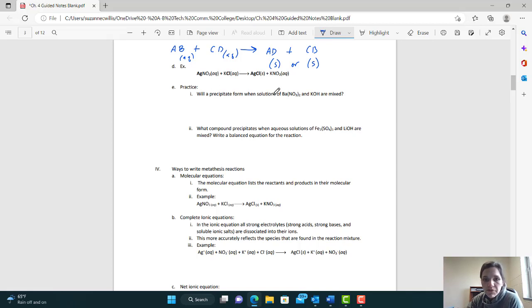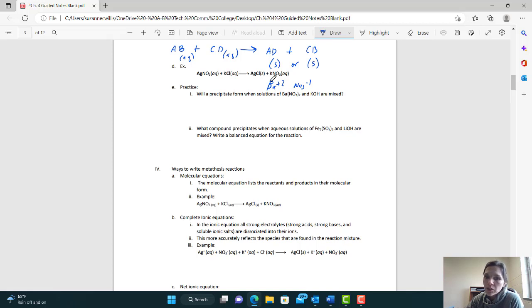So will a precipitate form when solutions of barium nitrate and KOH are mixed? The first thing you're going to need to do is identify their charges. So what you're working with here is barium plus 2 and nitrate, NO3 minus 1. You're not really concerned with how many ions there are.